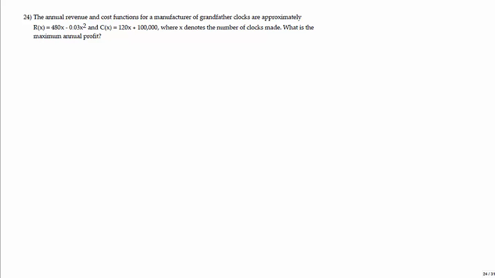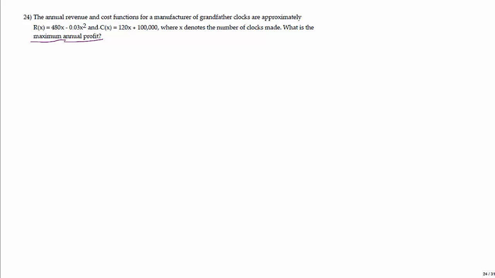The annual revenue and cost functions for a manufacturer of grandfather clocks are approximately R of X and C of X, where X denotes the number of clocks made. What is the maximum annual profit? Okay. So we're asked to find the maximum annual profit. So this is a max min problem. It means I'm going to, an optimization problem.